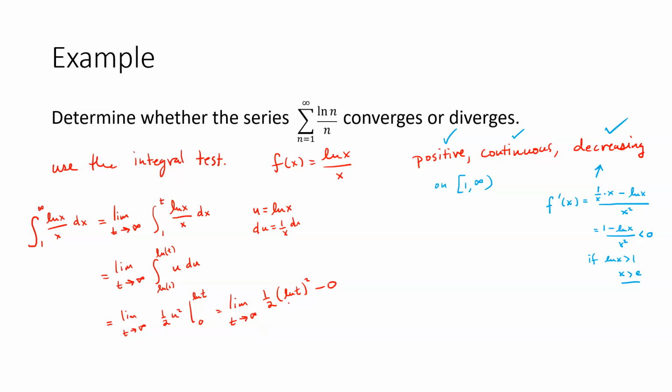And as t goes to infinity, of course, ln of t also goes to infinity. So since this integral is divergent, it implies that the series is also divergent. So the series in this case, ln n over n, is also divergent, in this case by the integral test.